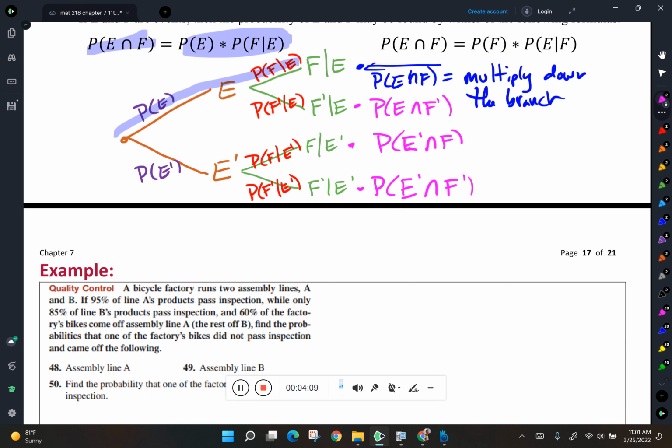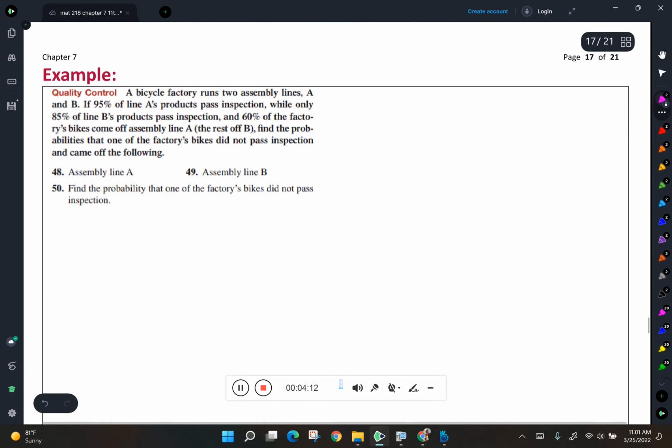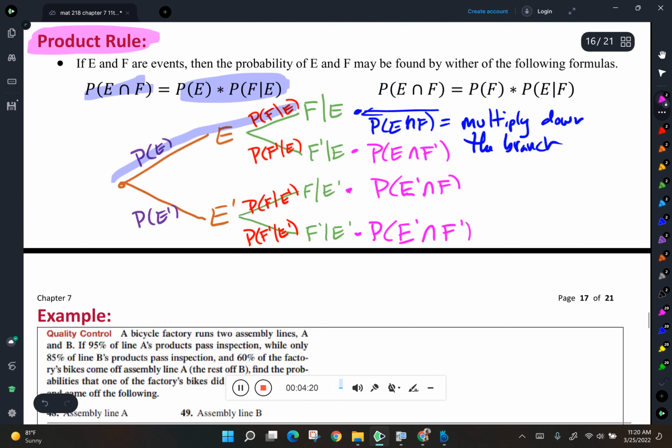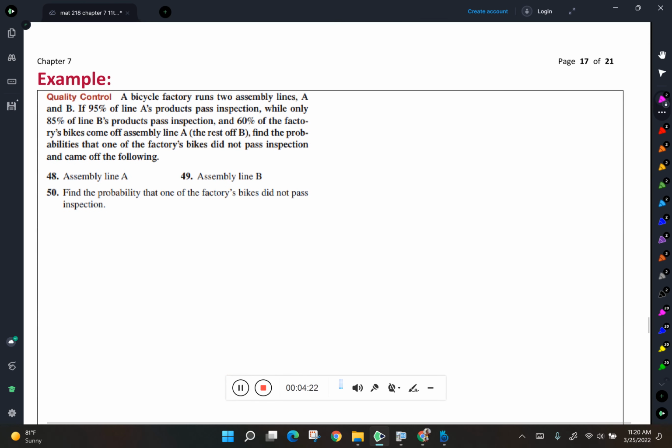All right, so let's see if we can make some sense out of this. Let's take a look at an example here. This is going to be an example that's going to try to tie in that product rule. A bicycle factory runs two assembly lines, line A and line B. If 95% of line A's production passes inspection, while only 85% of line B's production passes inspection, and 60% of the factory's bikes come off assembly line A, the rest come from B, find the probability that one of the factory's bikes did not pass inspection and came off the following assembly line.